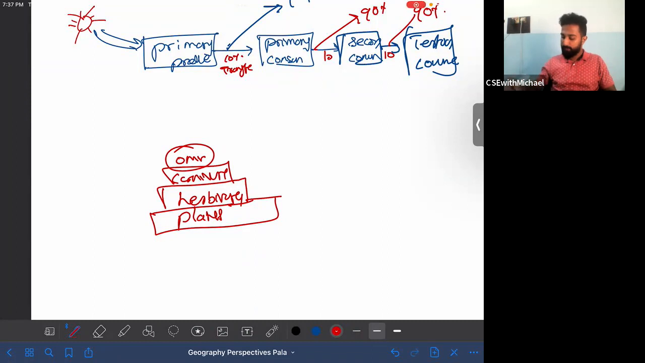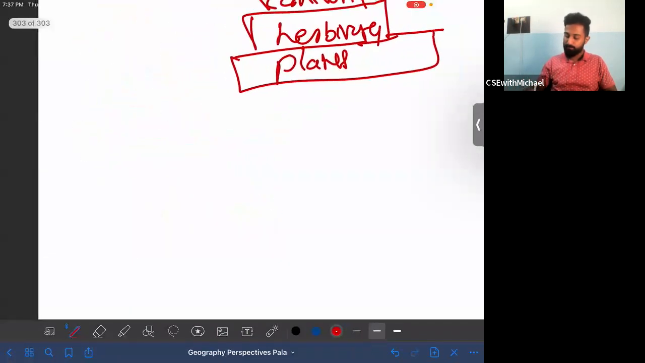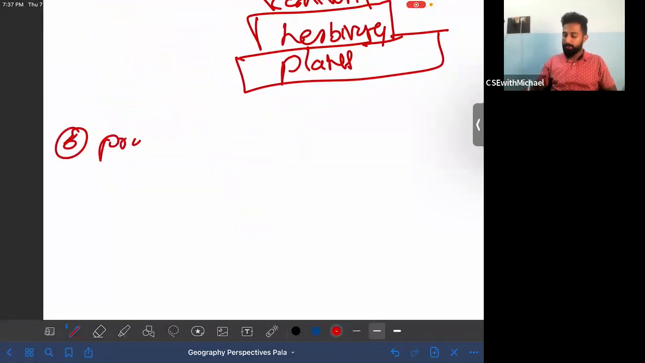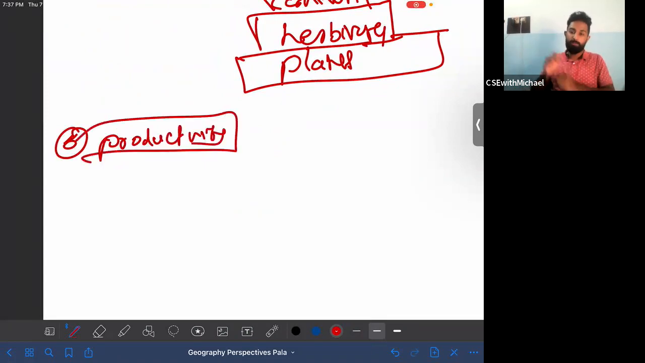Now the next one is the principle of productivity. Productivity refers to the rate of conversion of energy. That's what the principle of productivity will depend upon: the availability of solar energy, which we have discussed earlier, and also the efficiency of plants in converting this energy. So principle of productivity, again, just write that.